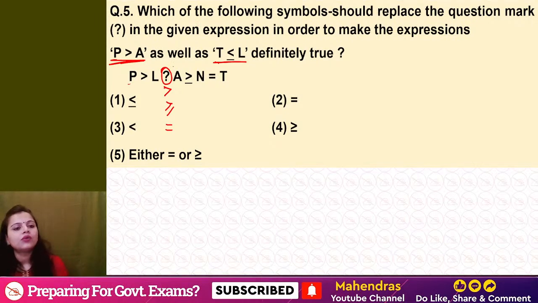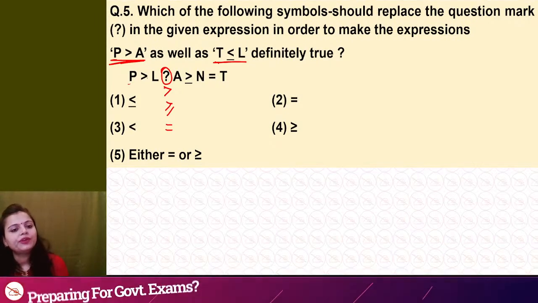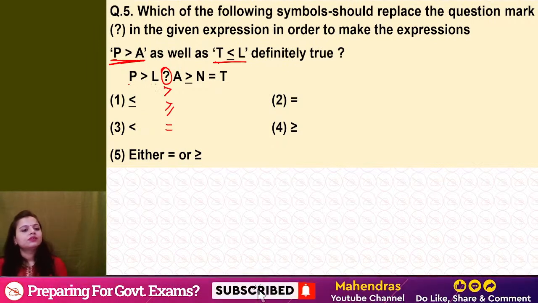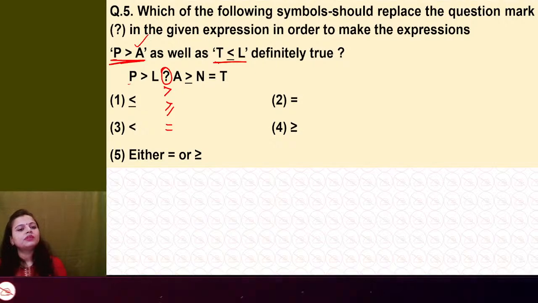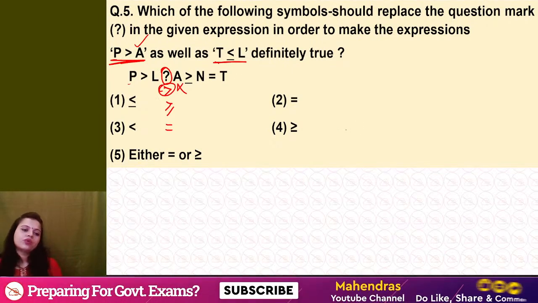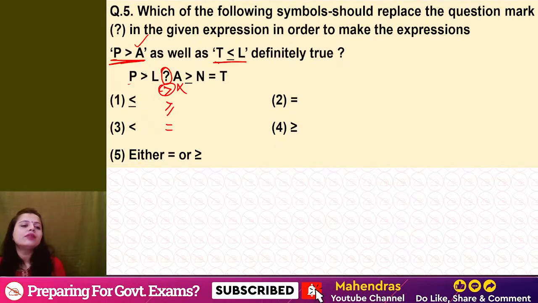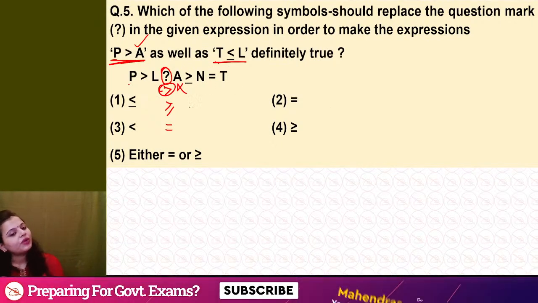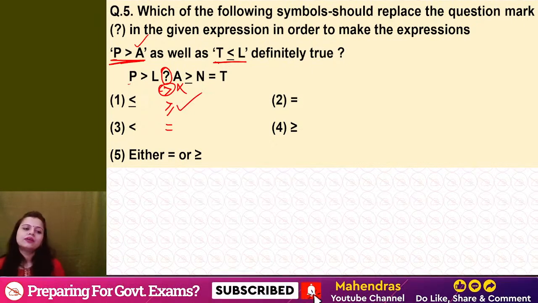Okay. Now, between P and A, if you put the greater, then you will get P greater than A true, yes. But you will not get L greater equal to T true, because you will get L greater than T. So greater is wrong. If you put greater equal, then P is greater than A, yes, right? And L greater than equal to T, again right. So greater equal is correct.